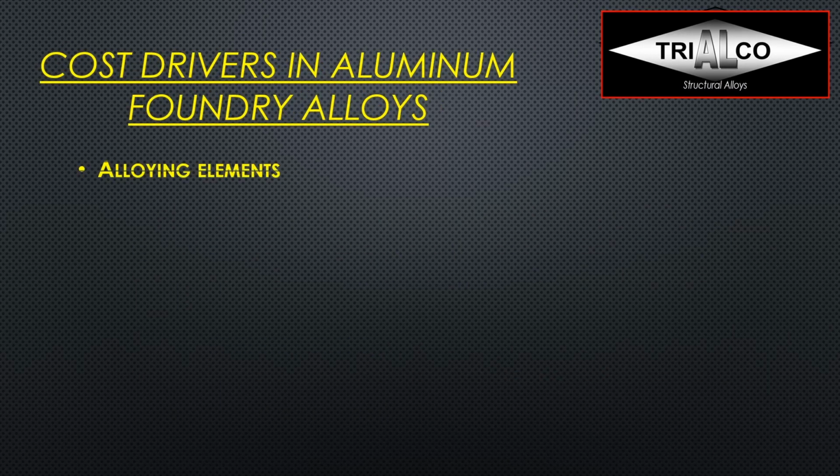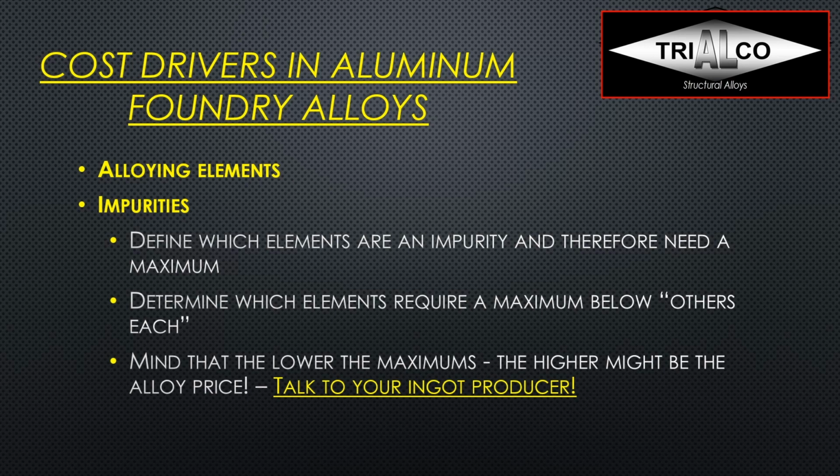So you have to find the right compromise for your specific casting application. And then impurities. You have to define which elements are an impurity and therefore need a maximum, and then determine which elements require a maximum below the others each. And mind that the lower the maximums, usually the higher might be the alloy price. So better talk to your ingot producer to find out where you can easily make a compromise, where it doesn't hurt, where it doesn't increase the price, and what levels are acceptable.